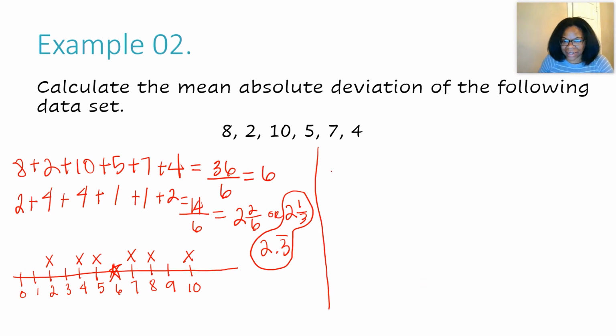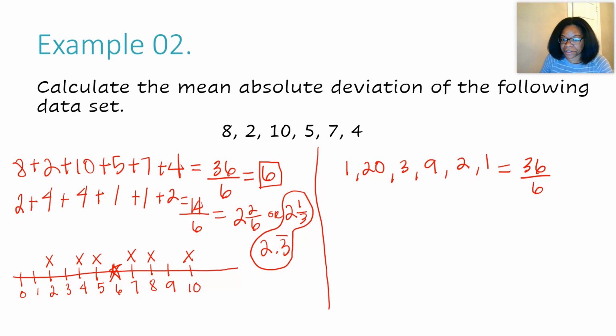So let's say I had a different data set, and my other data set gave me the exact same mean, okay? Remember, the mean of this data set was 6, okay? So let's say my data set is 1, 20, 3, 9, 2, 1. And I want to calculate the mean absolute deviation of this, okay? So I'll start by calculating the mean. I would add 1 plus 20 plus 3 plus 9 plus 2 plus 1, and I would get 36, okay?